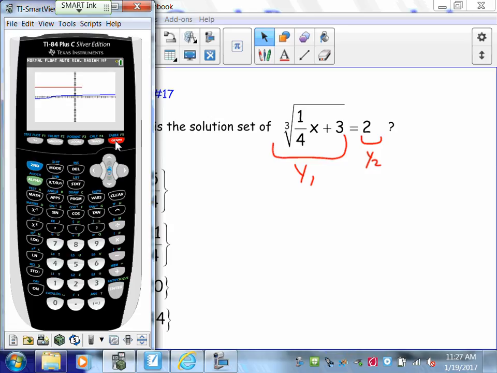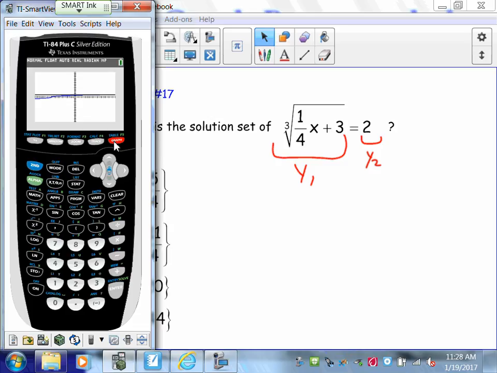Wait, y equals 2? I don't know what's happening. Oh, you know what? I didn't delete the 8. Let me get rid of the 8. Okay. We might have to zoom 6 this puppy. Yeah, well, this is too close. Okay. Is it too close to zoom 6?